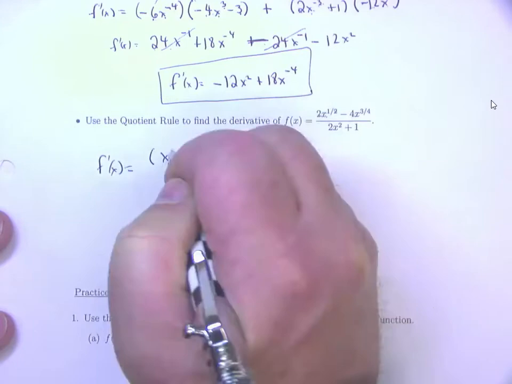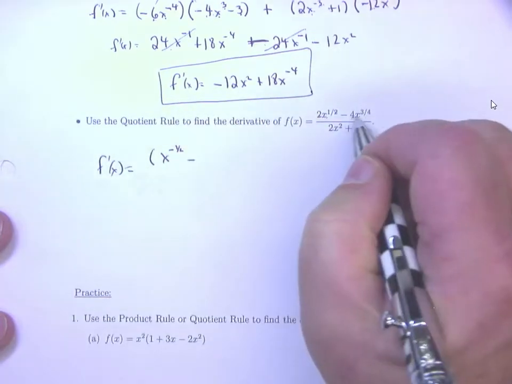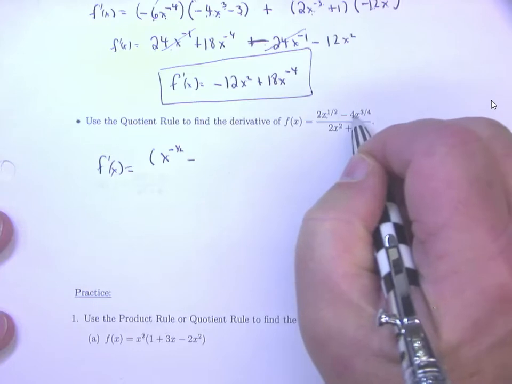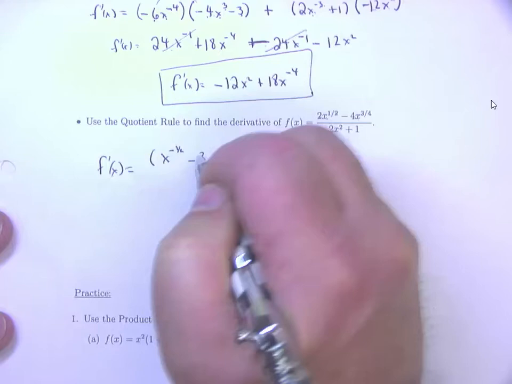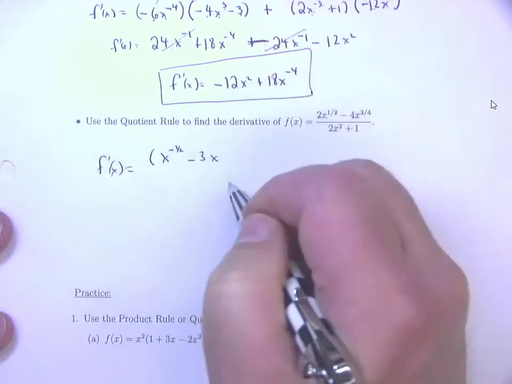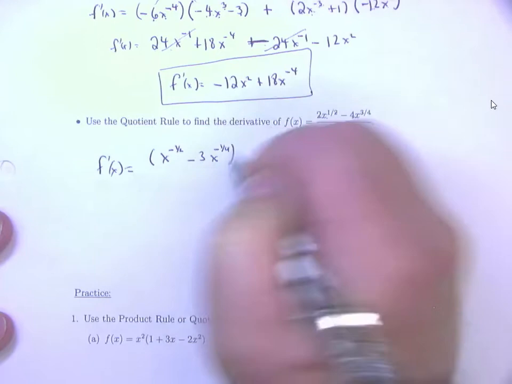X and subtract 1 will give you negative 1/2. Minus, what's the derivative of 4x to the 3/4? Well, 3/4 times 4 would be 3, because the 4's end up canceling. X, and subtracting 1, 3/4 minus 1 is a negative 1/4. That is the derivative of the top.